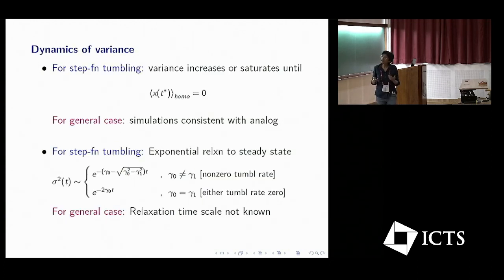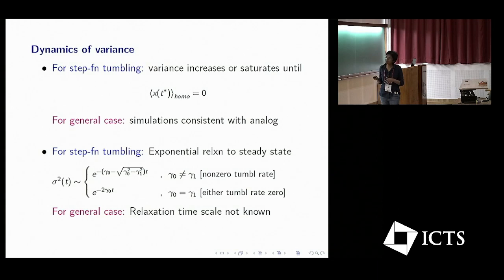Okay. So analyzing this, we find that the variance increases or saturates until the mean displacement of the homogeneous case hits 0. That's because it's a step function, so it sees a change at the origin. One can show this also, but it's something you expect intuitively as well. And for the general case, simulations are consistent with saying that this mean displacement should be of the order of U inverse or J inverse.